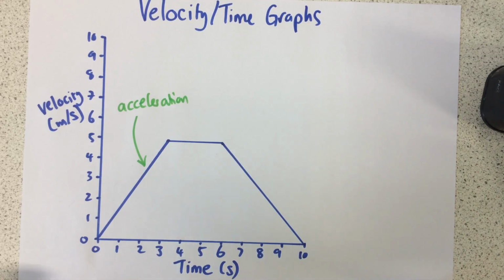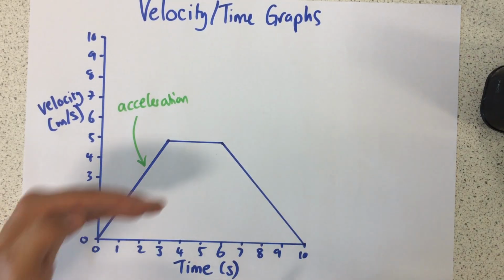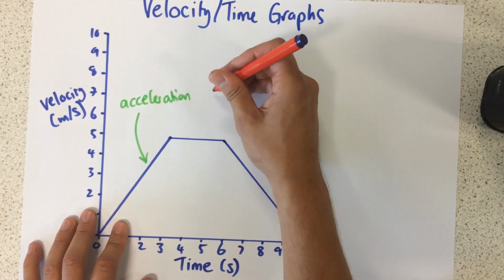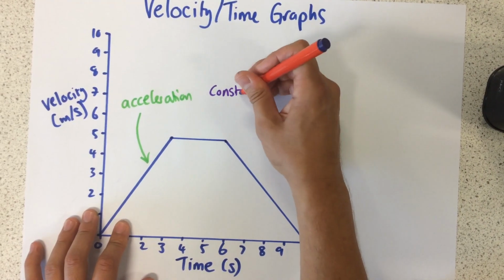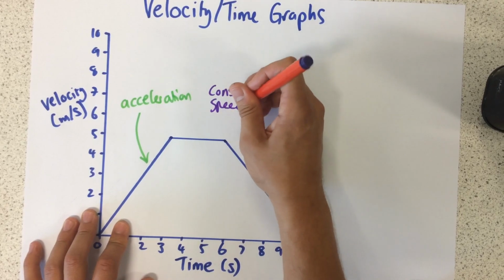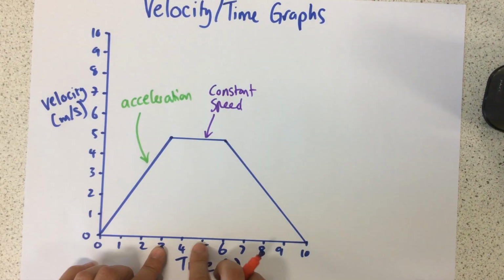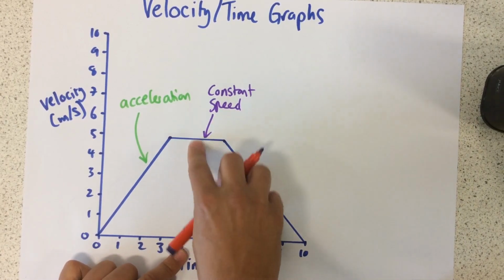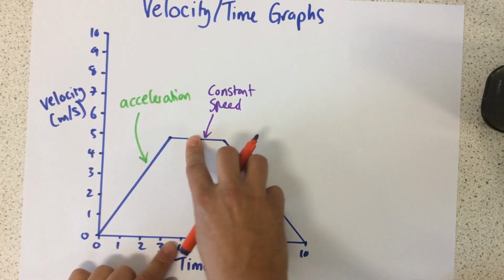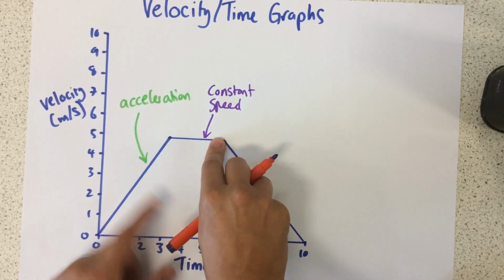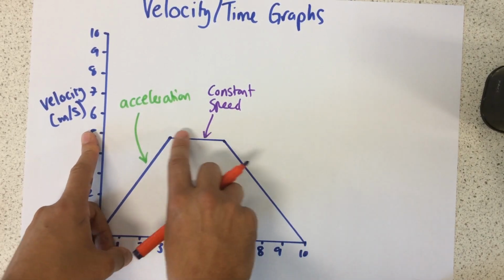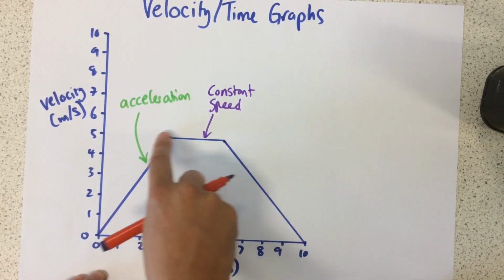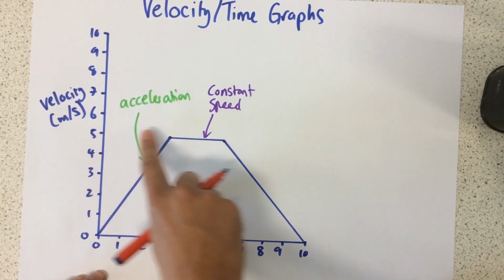Okay, next up. Now, if we have a horizontal line on a velocity time graph like this, this is showing it's moving at a constant speed. We can tell this because at 3 seconds it's moving at 5 meters per second, at 4 seconds it's still travelling at 5 meters per second, and at 5 seconds it's still travelling at 5 meters per second. So for this portion of the graph, it just stays at 5 meters per second, meaning it's travelling at a constant speed.